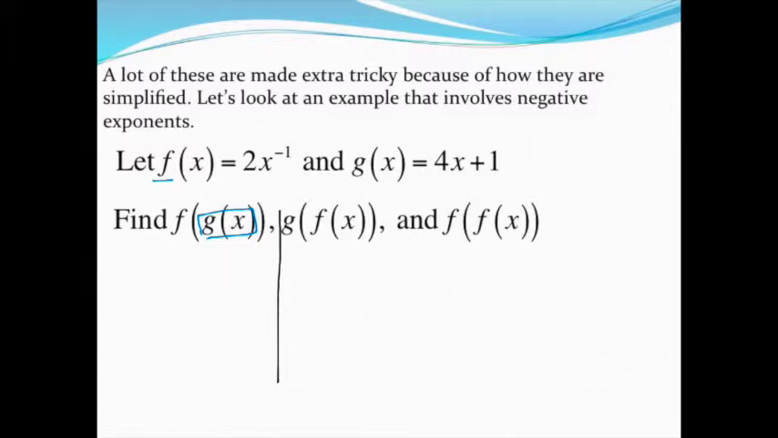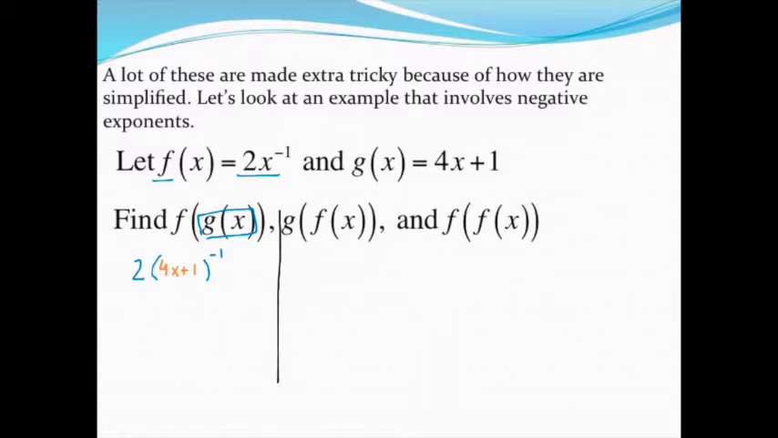So let's take the f function, write it exactly as it is, but in place of x, leave a big old blank space. So 2 times blank parentheses to the negative first power. And then within that blank space, I'm going to write the g function, which is 4x plus 1 in this case. All right, so kind of like last time, exponents have to come before multiplying by 2. And I cannot distribute the exponent if there's 2 terms in there.